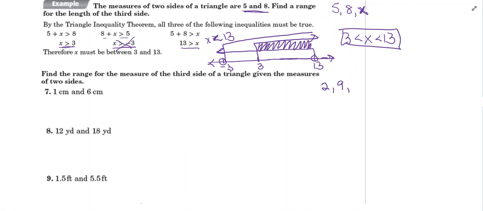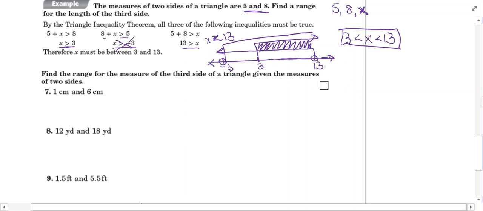Looking at another example, let's do 2 and 7 like we did above, where we proved that it can't be a triangle. Let's see what the range could be for the third side, because we know it can't be 9. So 2, 7, and x. So 2 plus x has to be greater than 7. 7 plus x has to be greater than 2. And 2 plus 7 has to be greater than x.